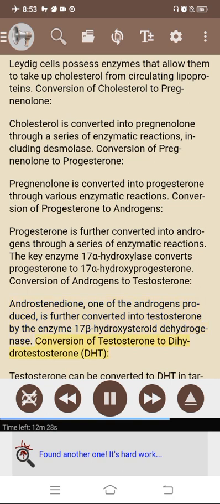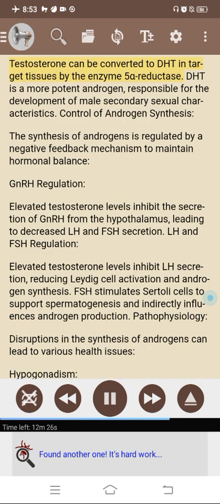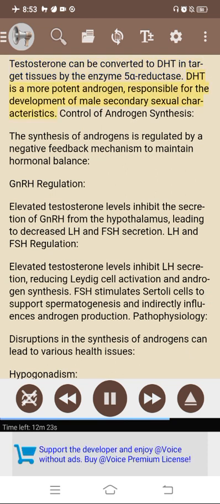Conversion of testosterone to dihydrotestosterone (DHT). Testosterone can be converted to DHT in target tissues by the enzyme 5-alpha reductase. DHT is a more potent androgen, responsible for the development of male secondary sexual characteristics.